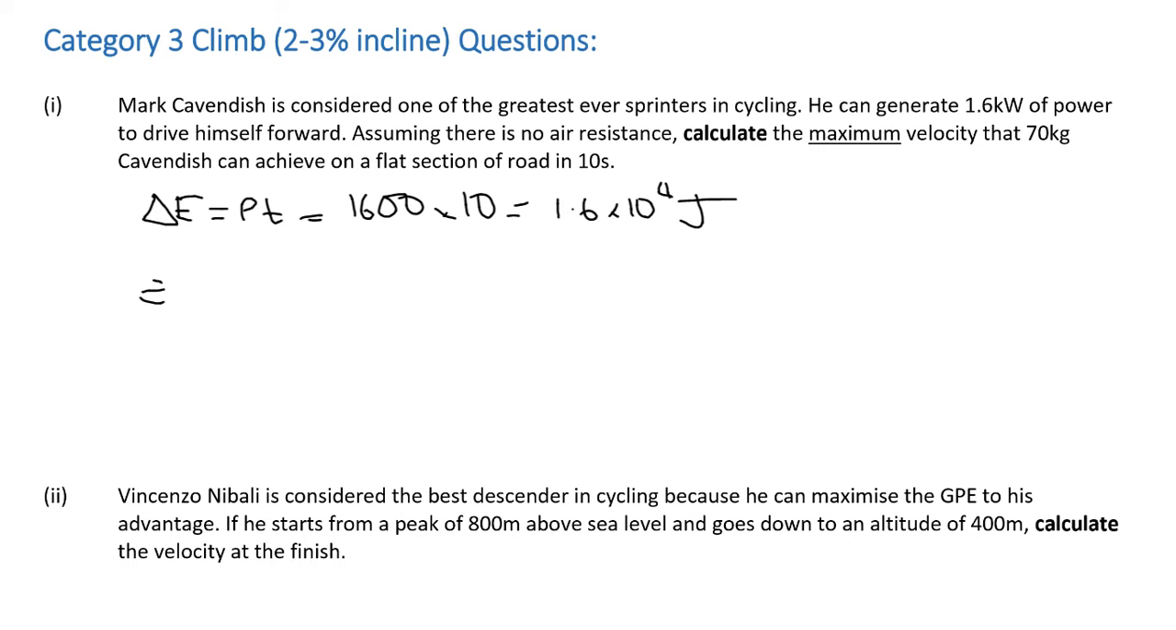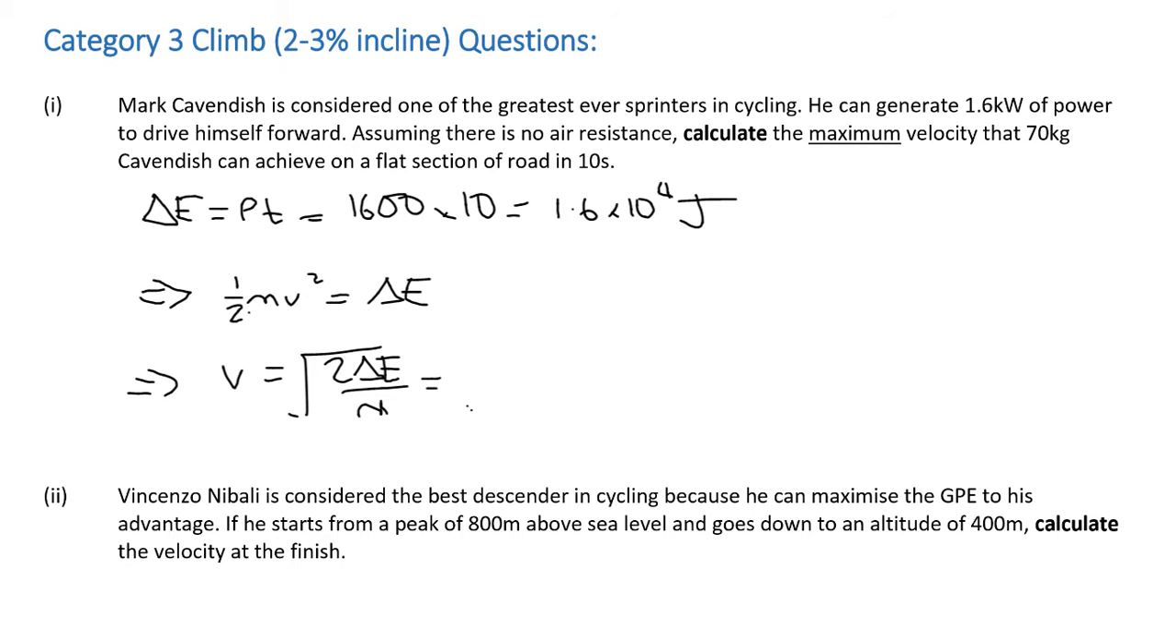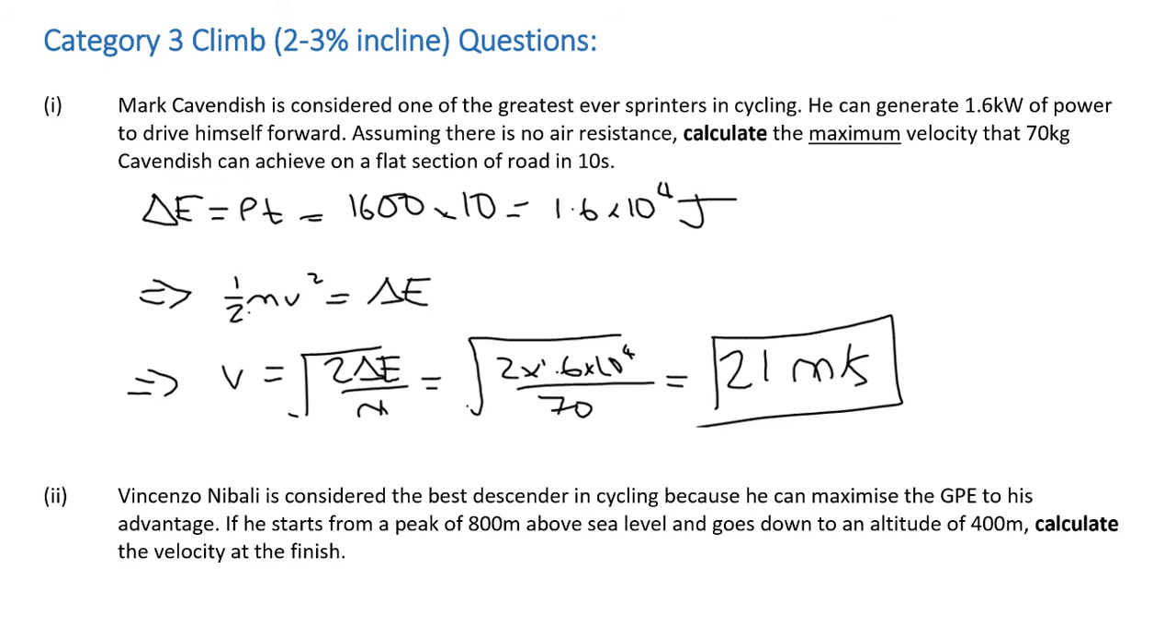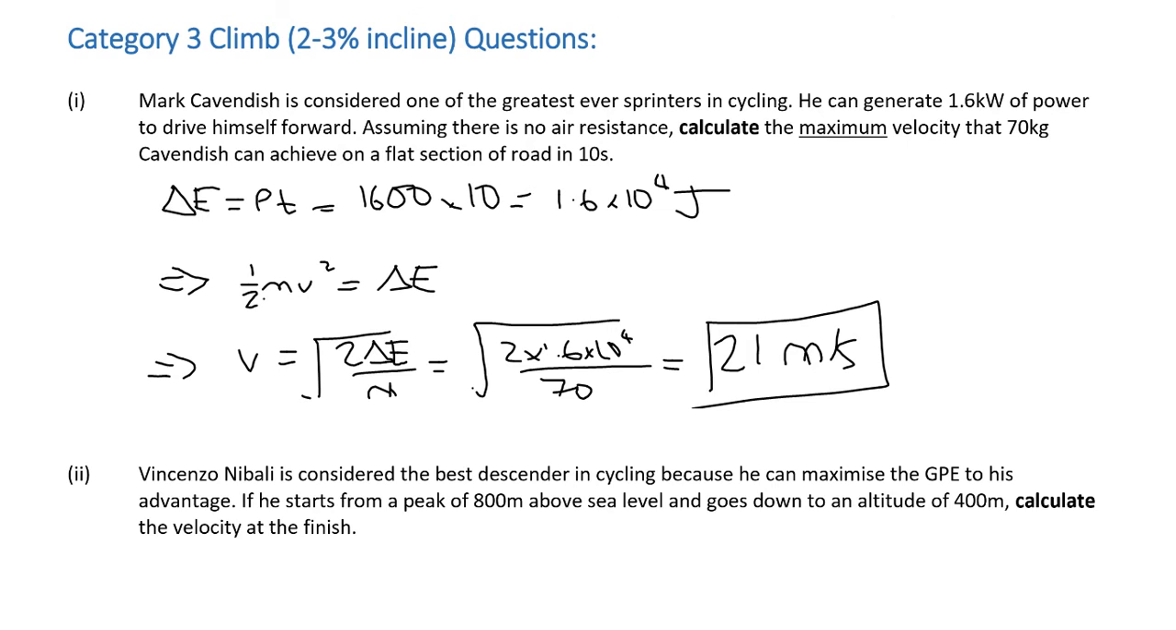So that's going to turn into kinetic energy. So half mv squared is going to be equal to that change in energy. So the velocity is going to be the square root of 2 delta E over m, so the square root of 2 times 1.6 times 10 to the 4, over 70 because that's the mass. And then when we put that in, we end up with a value of 21 meters per second, which is fairly speedy. That's the possible velocity. All right, so let's continue on.